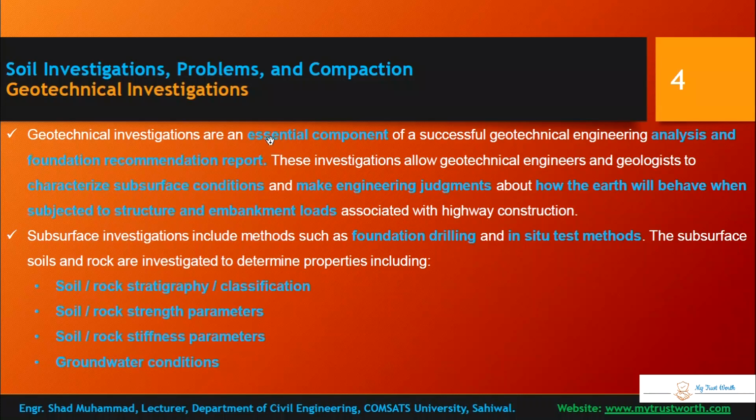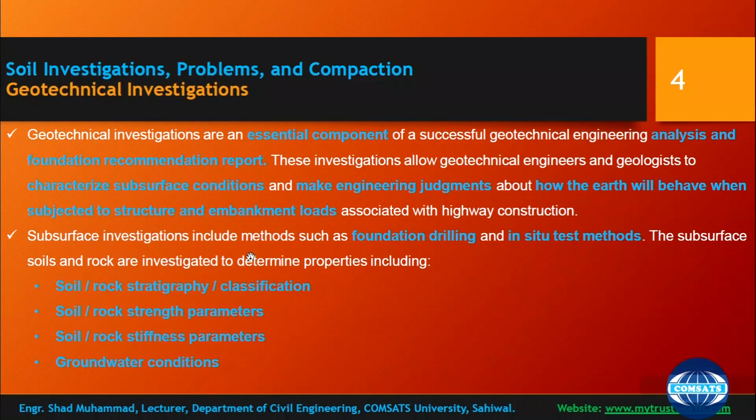If it is a tall building, then you require proper extensive geotechnical investigation. If it is a major highway construction, then you require proper extensive geotechnical investigation, or for some bridges. Even dams require detailed geotechnical investigations.